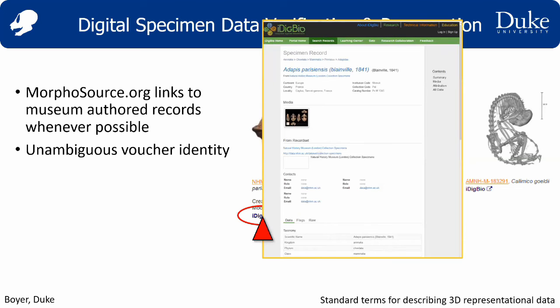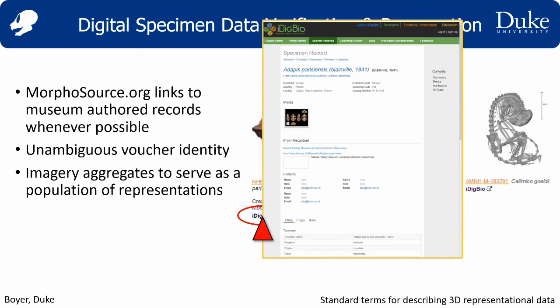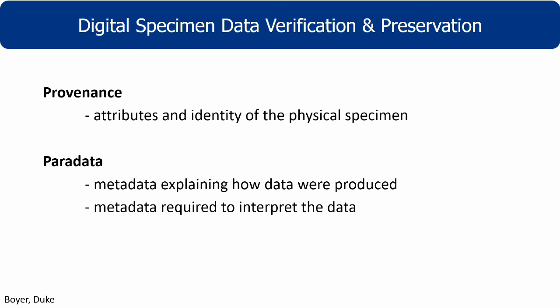So, if a specimen on MorphoSource is linked to iDigBio, we can go back to the source of the museum published record there, and potentially find other information on that specimen. But also in MorphoSource, imagery aggregates around a specimen, and that can actually even serve as a population of representations of that specimen over time. So, if you have three different scans of the same skull, and one of them is three times as big as the others, that starts to be an indication that there's something wrong with that data set. Hopefully that sort of thing doesn't happen, but of course it's going to slip in now and then.